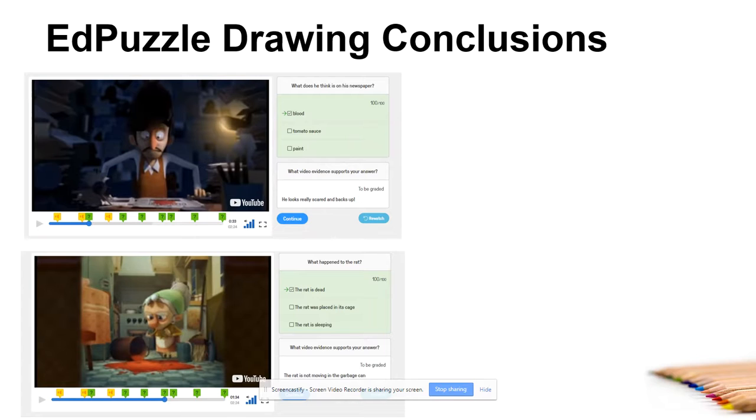By drawing conclusions, the students were able to think that he thought it was blood, and their evidence was he looked really scared and backed up. On the bottom picture, a lady had just spilled all her tomato sauce and had a dead rat in the trash can beside her. The question that was asked after they witnessed this on the video was, what happened to the rat? The students believed that the rat is dead because of the evidence that the rat is not moving within the garbage can. Based upon the answer that they gave, I was able to better prepare my lesson going forward. The students knew how to draw conclusions.